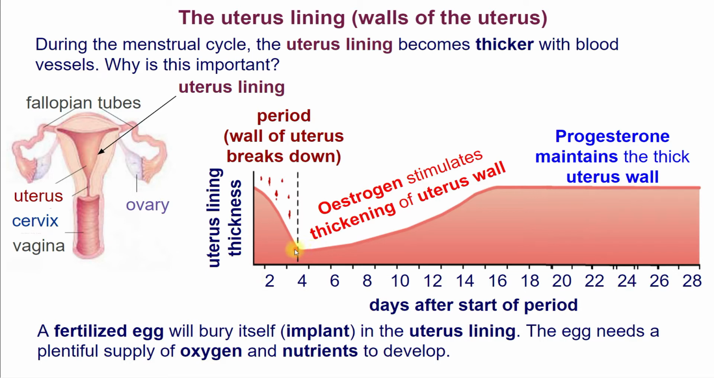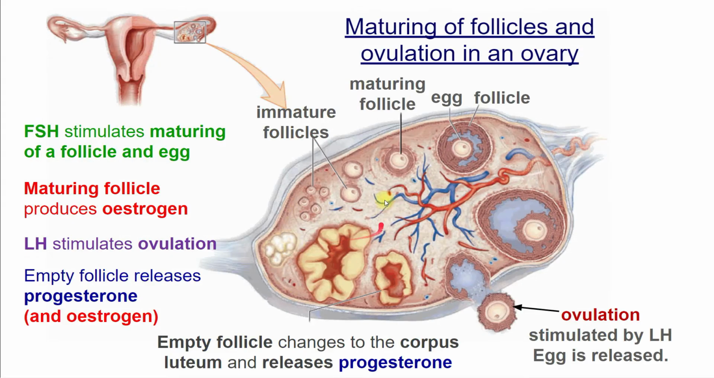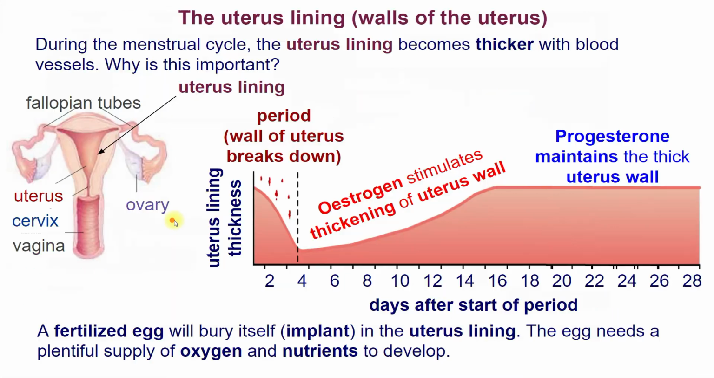Now, as you'll see, when the immature follicle begins to grow, it was stimulated by FSH hormone from the pituitary. The follicle starts producing estrogen. As estrogen is produced, the lining of the uterus, the wall of the uterus, starts to get thick again.